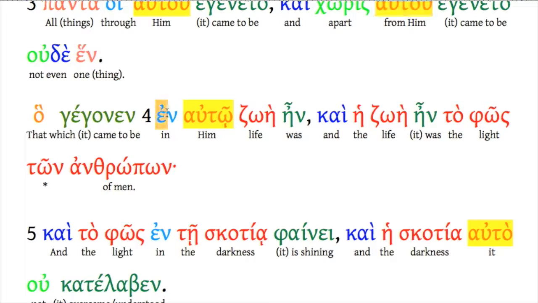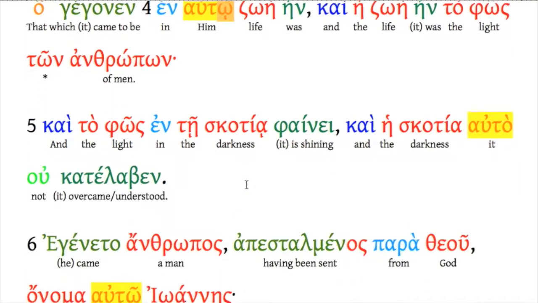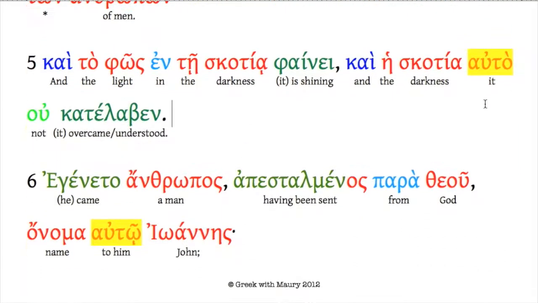Here's one we should be sort of used to. En takes the, hopefully you know that right, dative case, all right? Here's one finally that's not connected with any prepositions or anything else. The darkness, he skotia, auto, not, katelaben, not overcame or understood. Interesting verb, but more about that later. Okay, the darkness not overcame it.